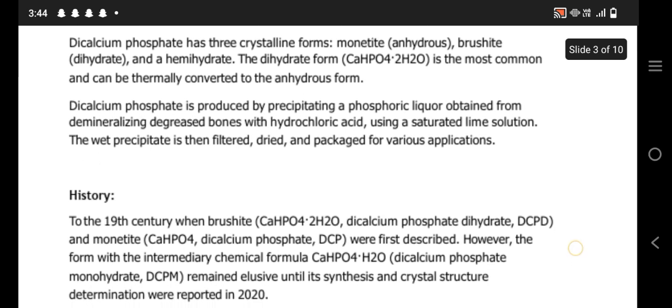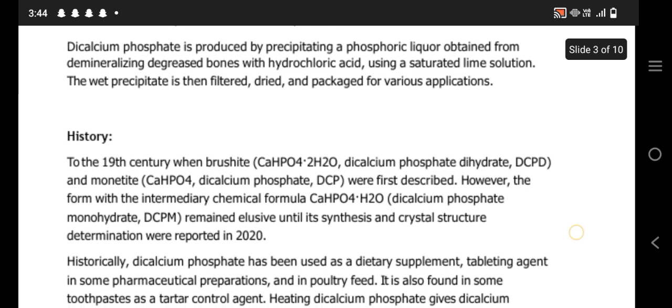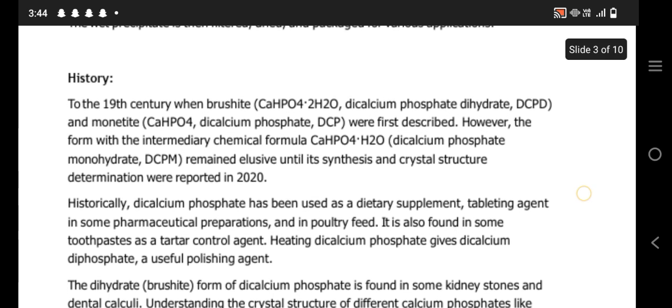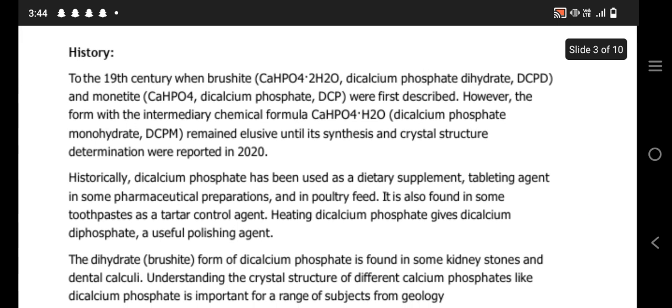Next, we have history. Back in the 19th century, brushite (dicalcium phosphate dihydrate) and monetite (dicalcium phosphate) were first described. However, the intermediate form, with chemical formula CaHPO4·H2O, dicalcium phosphate monohydrate, remained elusive until its synthesis and crystal structure determination were reported in 2020.